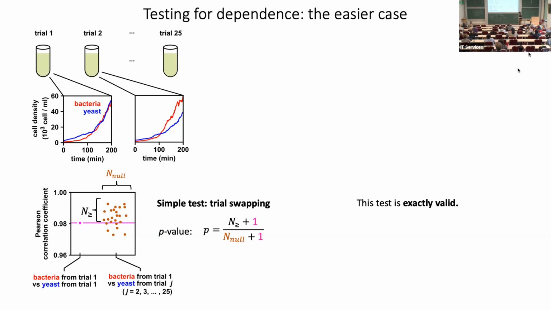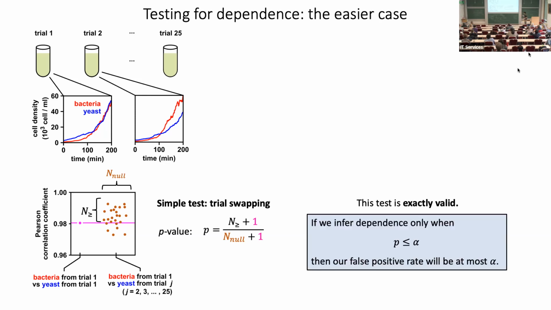So this test has a really nice property, and that's that it's exactly valid. So what do I mean by that? I'm going to use this word a lot, so I'm going to define it for you now. If we infer dependence only when p is less than some significance level alpha, often we choose alpha 5%, then our false positive rate will be at most 5%. So valid tests allow us to cap the false positive rate of our inferences. So that's kind of nice.